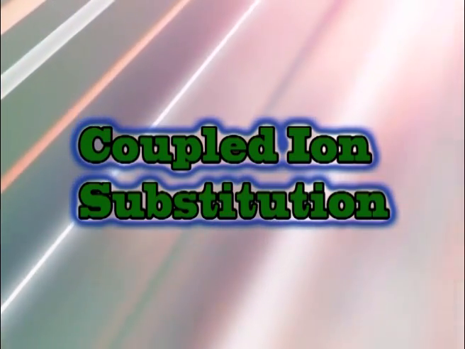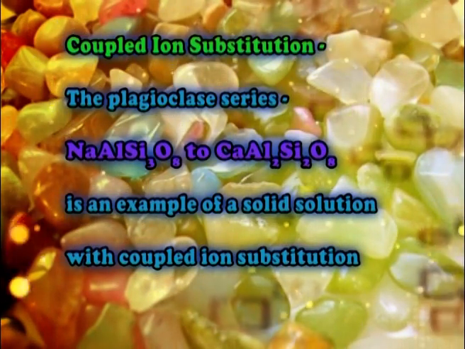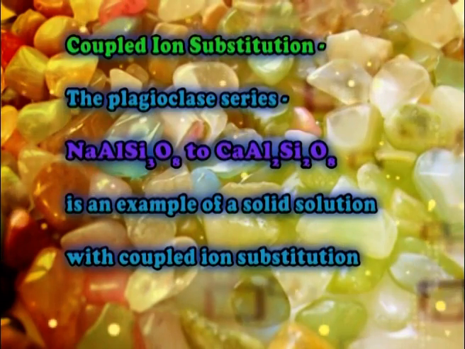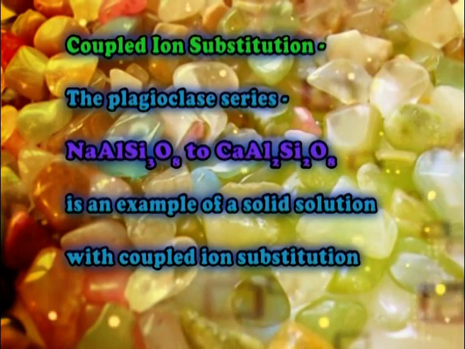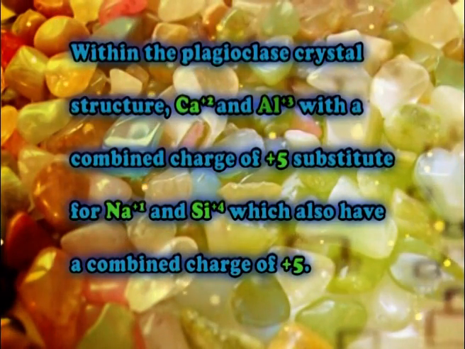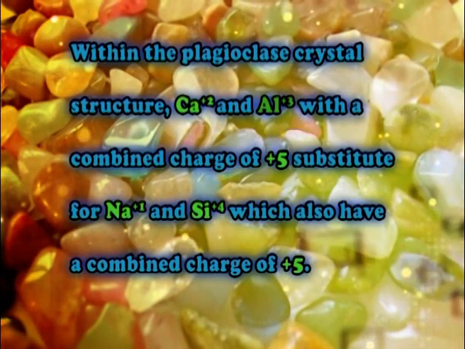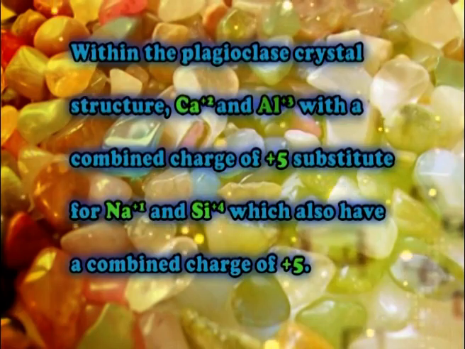Next is coupled ion substitution. The plagioclase series is a best example of a solid solution for coupled ion substitution, which varies in composition from NaAlSi3O8 to CaAl2Si2O8. The ions do not have the same charge, but are able to substitute for one another when coupled with another ion. Within the plagioclase crystal structure, Ca+2 and Al+3 with a combined charge of +5 substitute for Na+1 and Si+4, which also have a combined charge of +5.